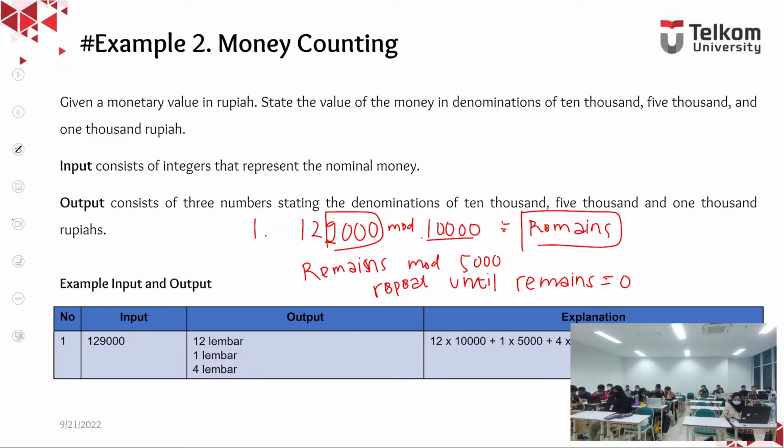And then you need to process it later with 1,000. Mod it again by 5,000. And then if you still got the change, you can do it again. Mod it by 1,000, and then continue until the remaining is 0. Okay. Thank you for the answer.